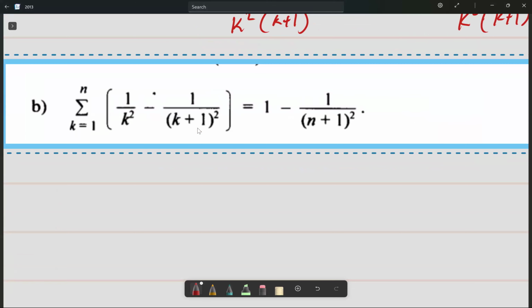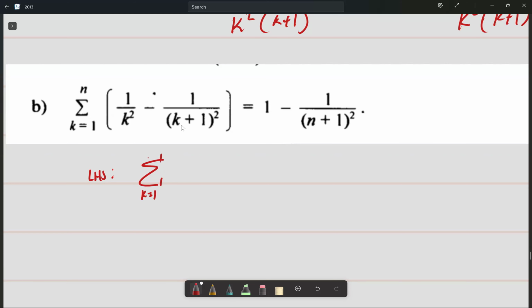Okay, cool. So this is called the telescope method. This is going to be the left-hand side. So for the left-hand side, we get the sum of k equals 1, starting from k equals 1, going up to n, of 1 over k squared minus 1 over k plus 1 all squared.